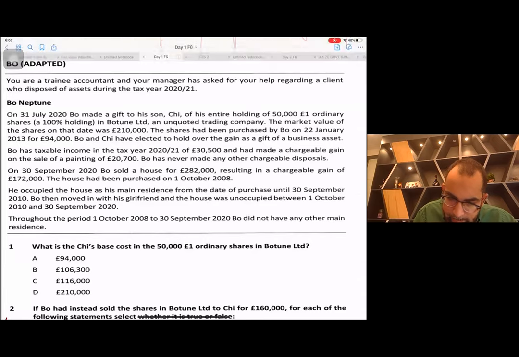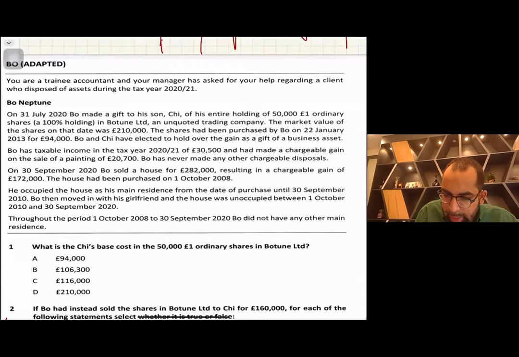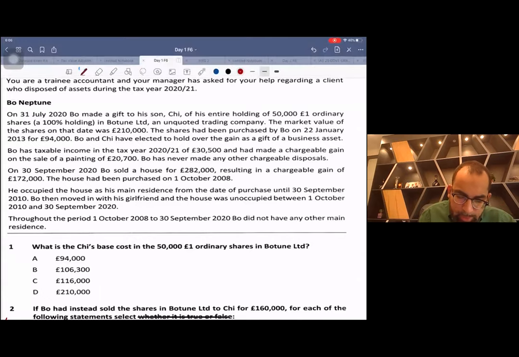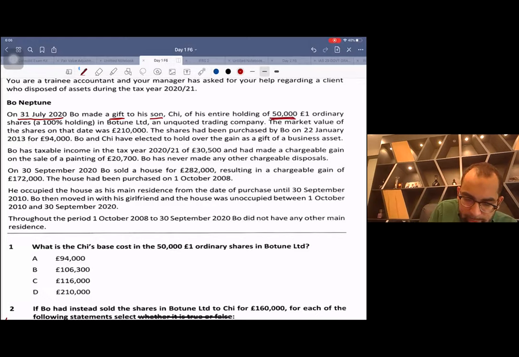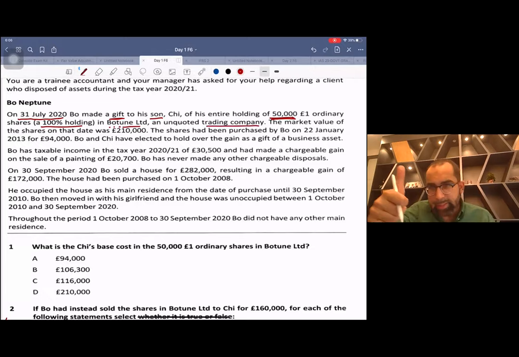You are a trainee accountant and your manager has asked for your help regarding a client who disposed of assets during the tax year 2021. Now, on 31st July 2020, this is the disposal date, Bo made a gift. So automatically gift relief will come to your mind. To his son, Chi. Of his entire holding of 50,000 £1 ordinary shares, 100% holding, he gifted in Botune Limited, an unquoted trading company. Yes, it's the shares of a trading company.